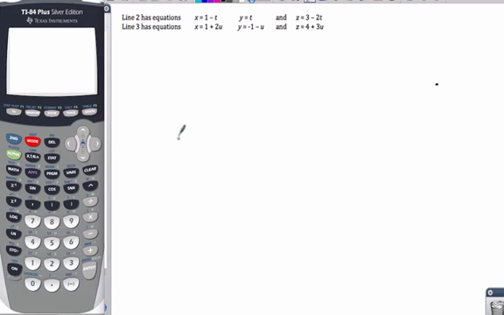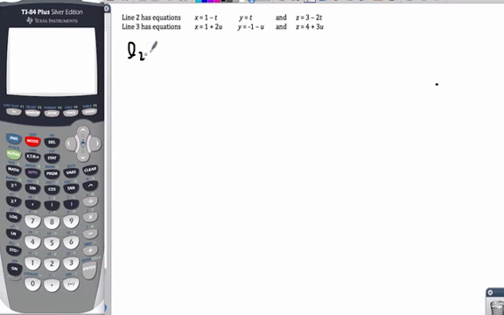Okay, so here's a scenario with vector equations of lines. We've got line 2 and line 3, and we're going to look to see what type of relationship they have, whether they're parallel, skew, same line, or intersecting. In order to do it, I'm going to rewrite these equations.